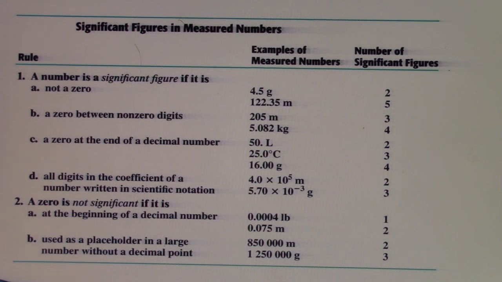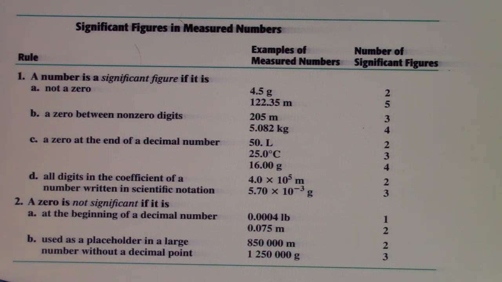Now here it gets a little bit tricky. You have to pay attention to the decimal point, whether a number has one or not. A 0 at the end of a decimal number: any 0 to the right of non-zero numbers is significant. So always remember, right, yes; left, no. 50 with a decimal point, the 0 is to the right of a non-zero number, so that's 2. 25.0, there's a decimal and non-zeros to the left, that's 3 significant digits. And 16.00 has 4 significant digits.